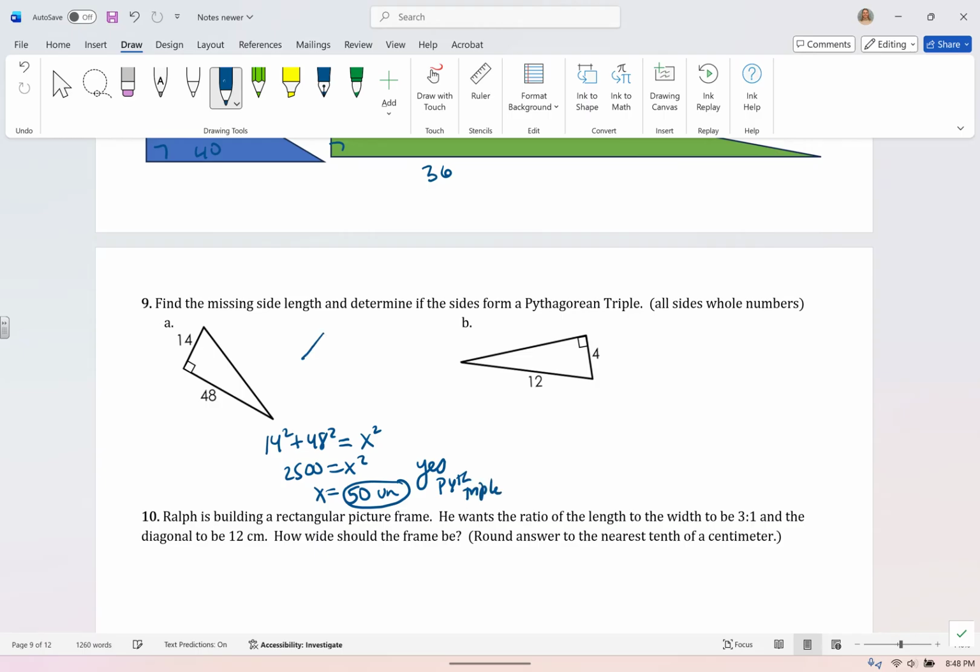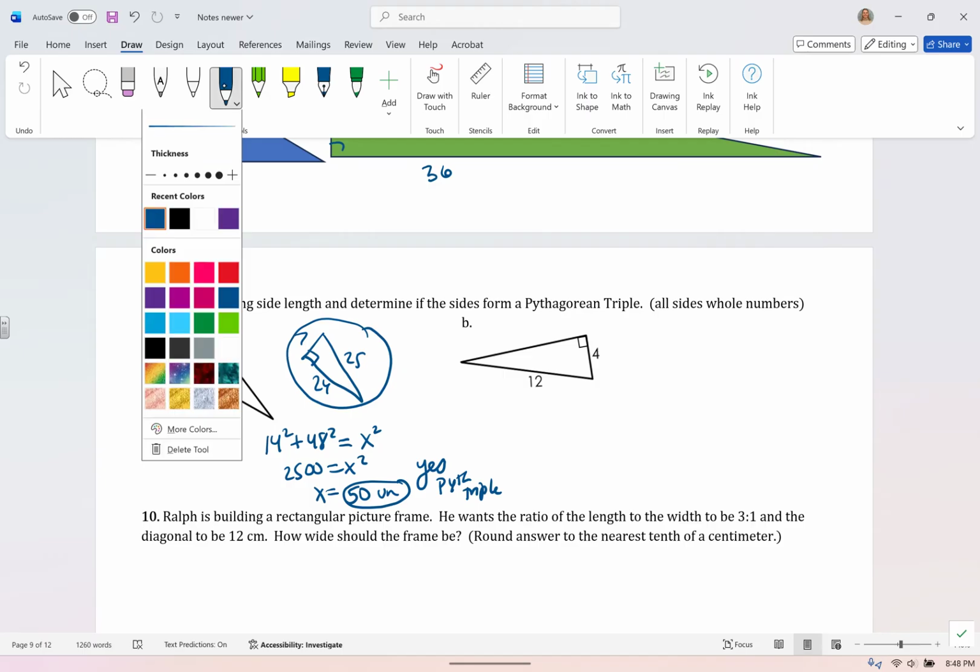And what would be the parent of it? If you divide all of them by 2, you're going to get 7, 24, and 25. So this is the parent of that one there. And you don't have to recognize it. I'm just going to tell you it's there. So if you happen to, it may make your life easier.